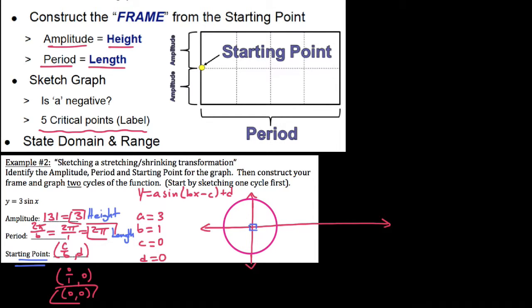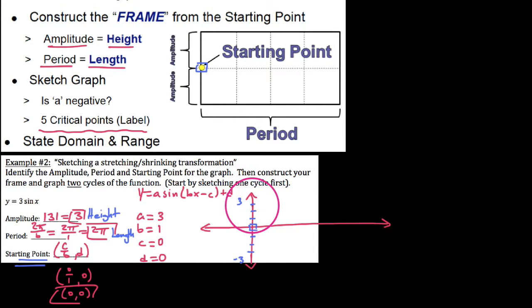We say our frame starts here. With respect to how high our frame goes up and down above and below the starting point, we're going to say it's equal to the amplitude. In this case our amplitude is 3. So we are going to go up 3, 1, 2, 3, and we're going to go down 3, 1, 2, 3, and we should label these -3 and 3.